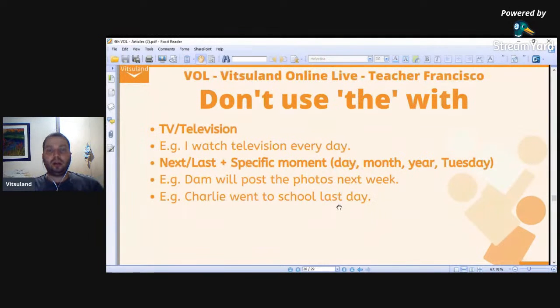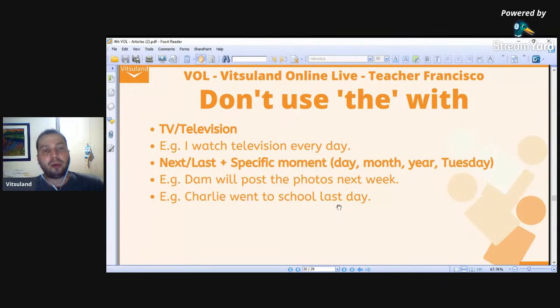Do not, or don't, use "the". In which situations do we not use "the"? For example, when we refer to TV or television: yes, I watch television every day. We're not going to say, "I watch the television every day." Next or last plus a specific moment, like last day, next month, last year, or next Tuesday. In this case, when we have these specific expressions, we do not use "the" before them, all right?